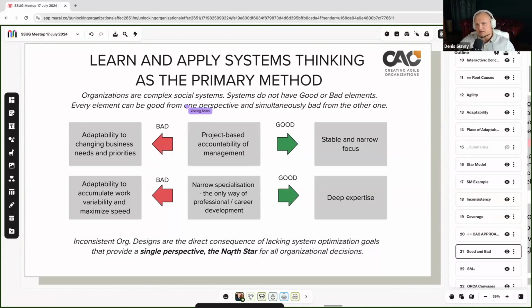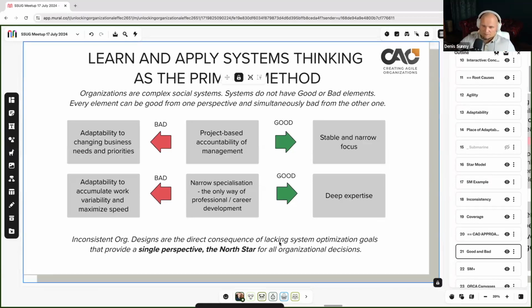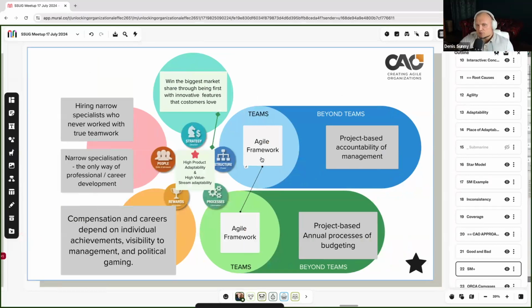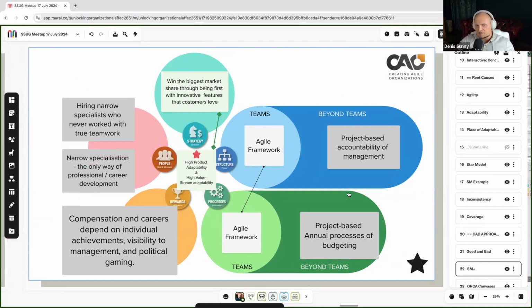Literally, the whole idea is this: the top management declares the optimization goals, and all the organizational solutions must be aligned, or, if you want, put in consistency with those optimization goals. Here is a quite simple explanation of how it works in practice, based on the previous example. You remember that there was this Agile framework and other organizational elements, not really consistent between them. Once my client put the optimization goal in the center, they wanted high product adaptability and high value stream adaptability.